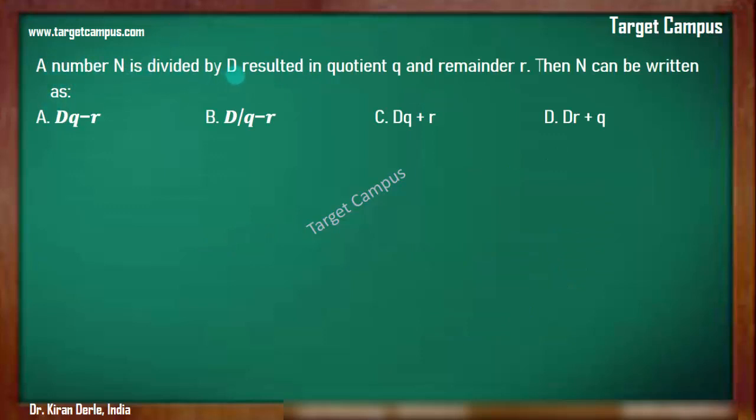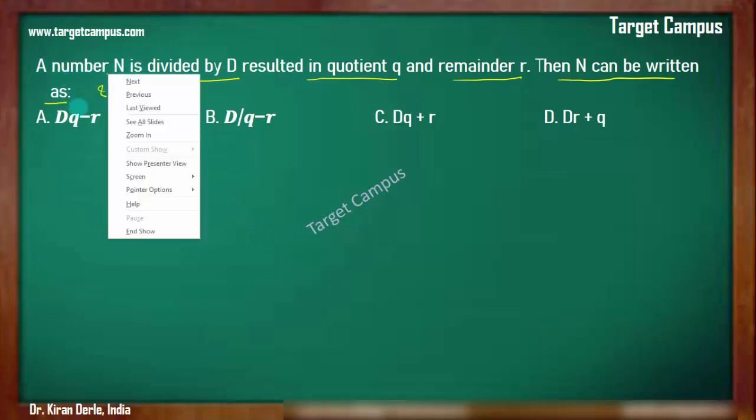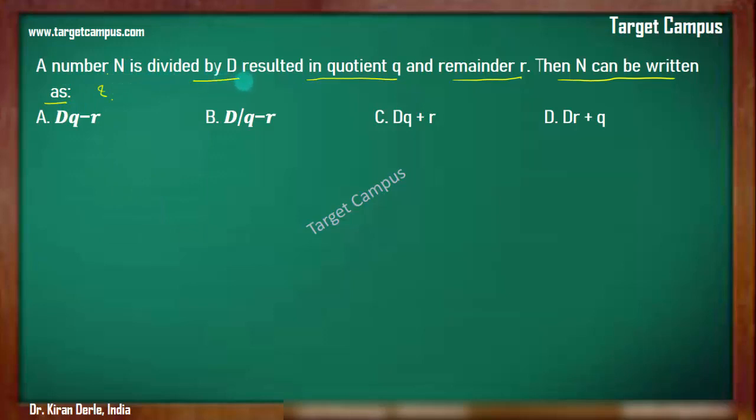A number n is divided by d resulting in quotient q and remainder r. Then n can be written as, this is a high school thing. This is just given to insult our intelligence. See, a number n is divided by d. So we have seen the format in high school days: n is equal to divisor into quotient plus remainder. This is the format of n, right? d is the divisor, q is the quotient, and r is the remainder, right?